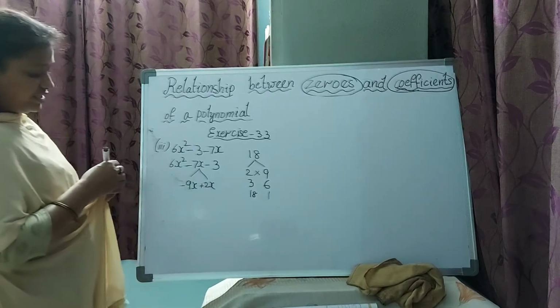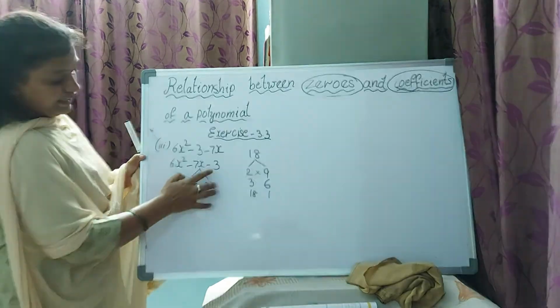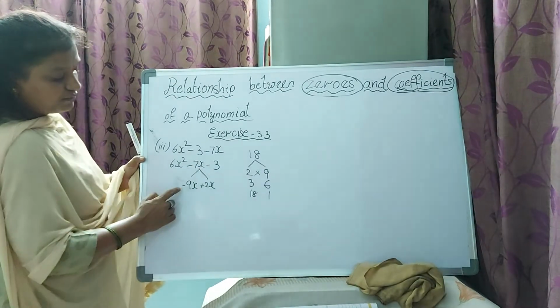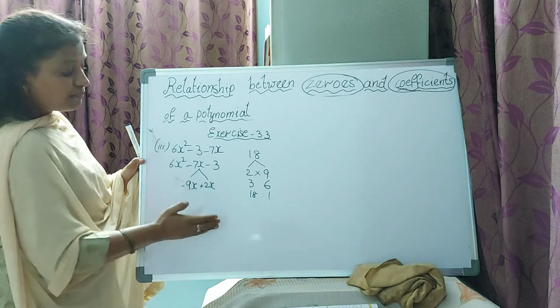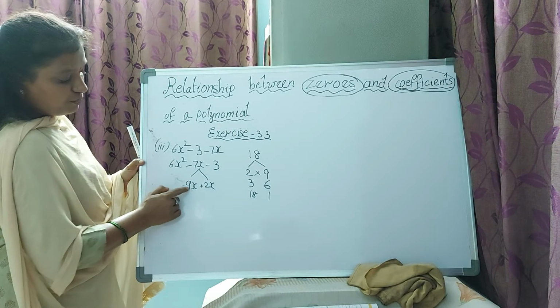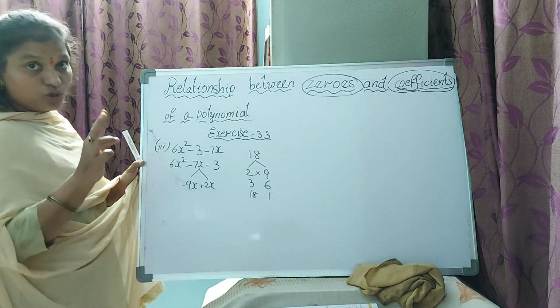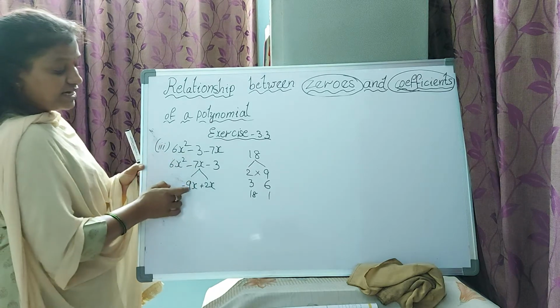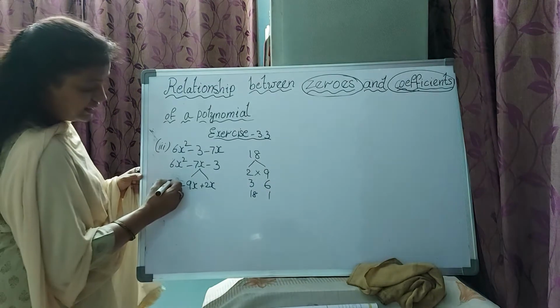Now you verify whether it is correct or not. 9 2s are 18. Minus 18 should come. So minus into plus, minus. Okay, it is clear. Next, if you subtract 9 minus 2, 7. Before the bigger number the minus symbol is there, so minus 7. So both are verified, the addition and the multiplication. Now we'll write the remaining terms as they are.